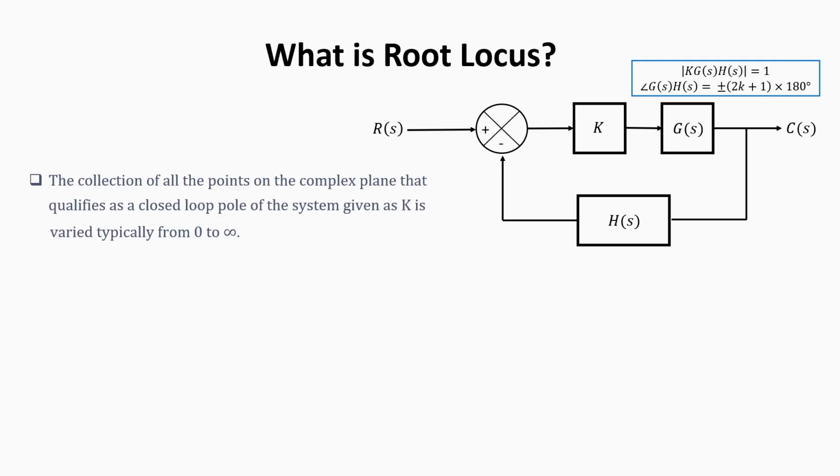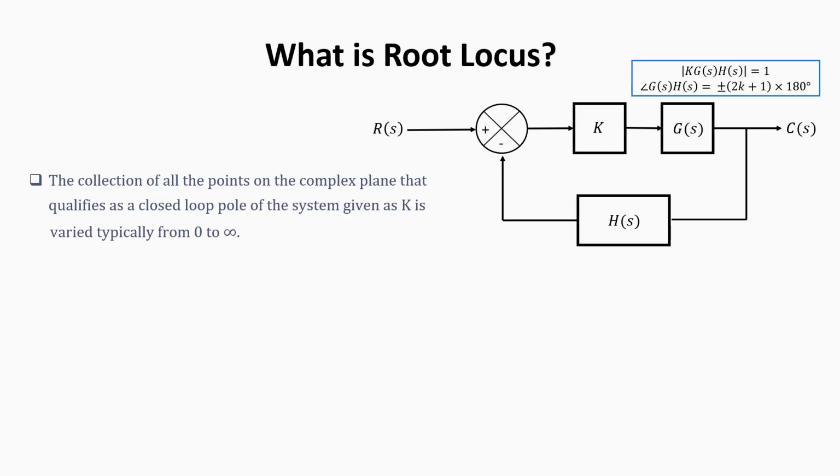So, what is root locus? This is the point where we started this entire lecture, right? Root locus is nothing but the collection of all the complex points, complex numbers on the complex plane which will qualify as closed loop poles of the system when k is varied from 0 to infinity. Although k can be varied from the negative side also, for now let us assume that k is varied from 0 to infinity, k is a positive number.